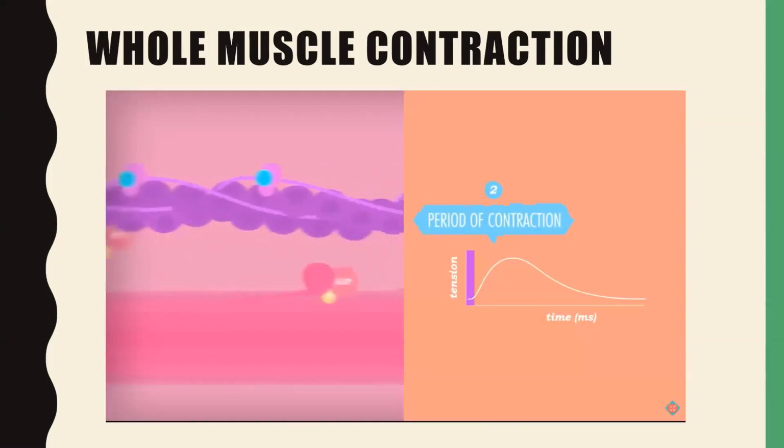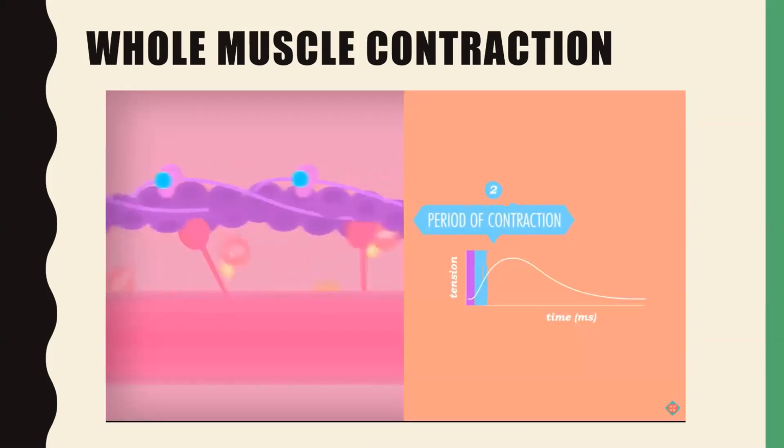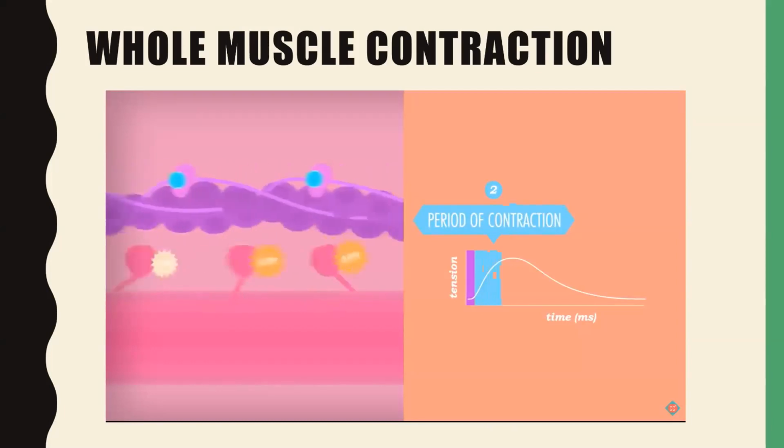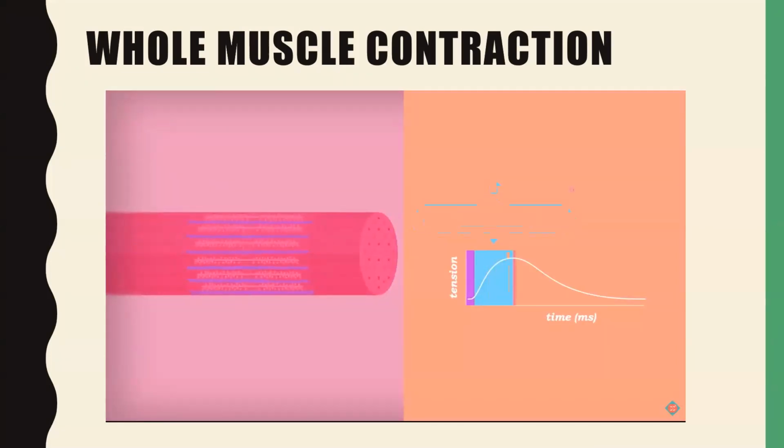Then comes a brief period of contraction when the myosin heads are binding and pulling and releasing over and over, and the muscle fibers contract. But soon the fiber slides back down into the relaxation period when the calcium gets pumped back into the sarcoplasmic reticulum, and the actin and myosin stop the binding cycle, and the muscle relaxes.